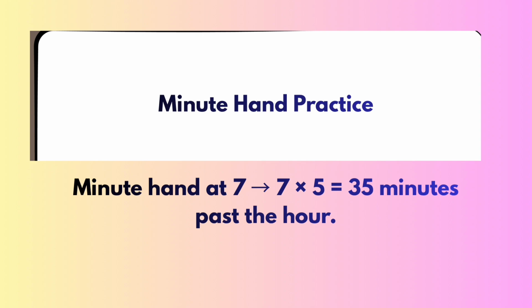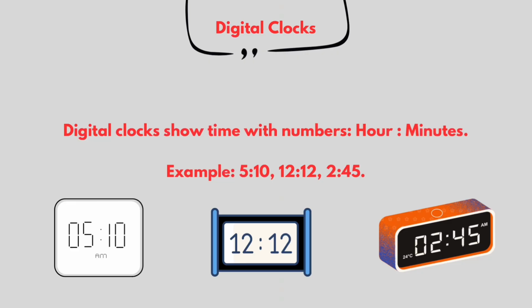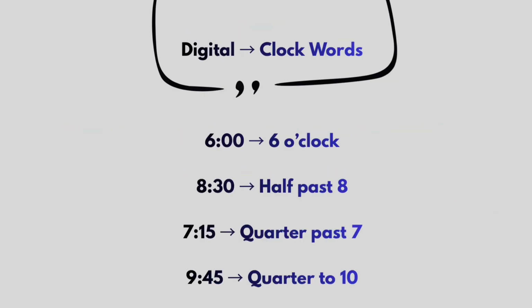Next we will talk about digital clocks. How digital clocks show us the time, hours and minutes. Like 5:10. So the digital clock will show us 5:10. 12:12. How will the digital clock show us the time? 12:12. 2:45. It will show us 2:45. It is a bit different from the other clocks. We're talking about the 3D clocks, right?